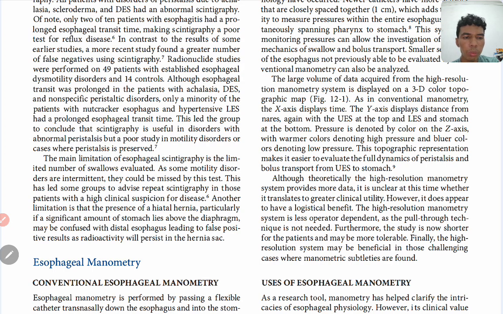The high-resolution manometry system is less operator-dependent, and the pull-through technique is not needed. Furthermore, this study is now shorter for the patient and may be more tolerable. Finally, the high-resolution system may be beneficial in those challenging cases where manometric subtleties are found.